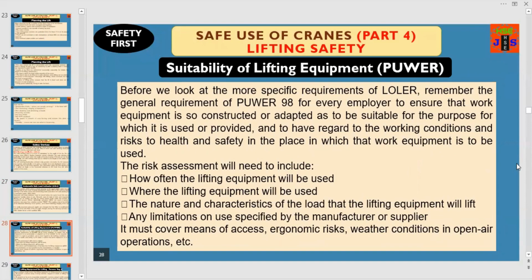Dear friends and fellows, before we look at the more specific requirements of loler, remember the general requirements of PUWER 98: for every employer to ensure that work equipment is so constructed or adapted as to be suitable for the purpose for which it is used or provided, and to have regard to the working conditions and risks to health and safety in the place in which that work equipment is to be used.